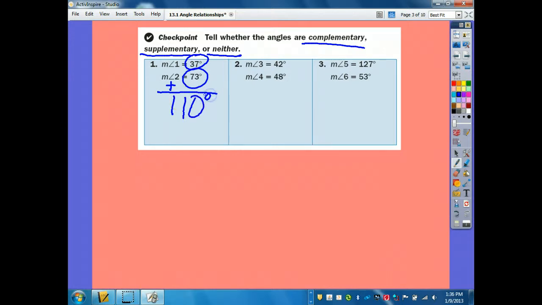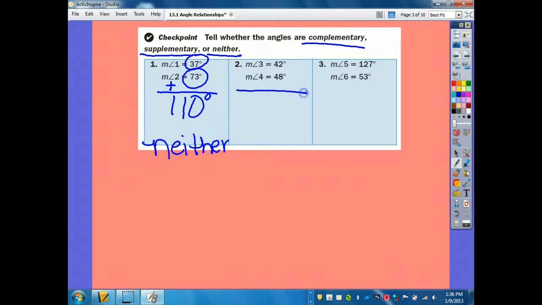110 degrees. So is it complementary or supplementary? Neither, because it has to be exactly 90 degrees to be complementary. If it was 89 degrees, could it be complementary? No, but it's so close. It has to be exactly 90 degrees to be complementary. And exactly what to be supplementary? 180. So this one is neither.